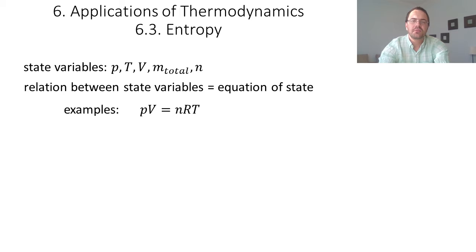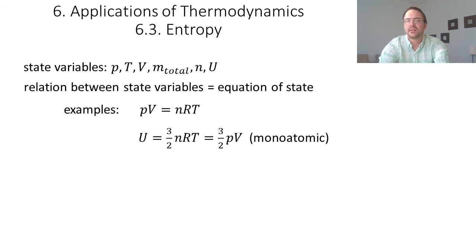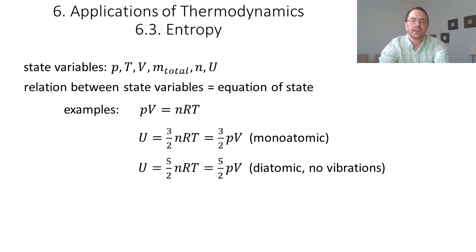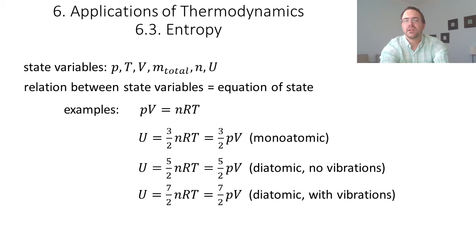And then we have introduced a new state variable, the internal energy, which is the sum of all the kinetic and potential energies of all the particles. And we have discussed also how it is related to other state variables. For example, for an ideal gas of monoatomic particles, U, the internal energy, is equal to 3/2 nRT or 3/2 PV. And for an ideal gas of diatomic molecules, it is 5/2 nRT if the degrees of freedom of vibrations are frozen, or 7/2 nRT if they are not frozen.